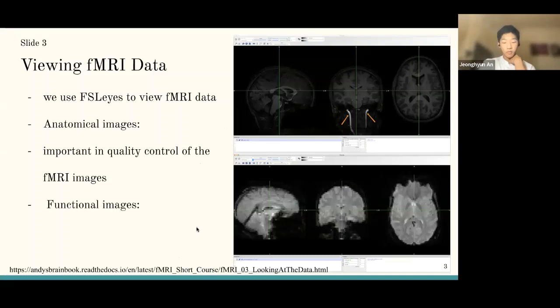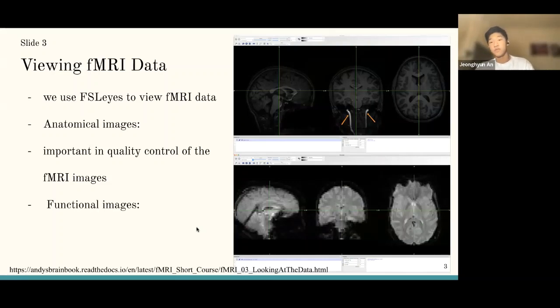And so the primary way we can view fMRI data is through a comprehensive neuroimaging analysis library called FSL, which stands for FMRIB Software Library, which includes various software programs that help in analyzing fMRI, normal MRI, and diffusion MRI data, and contains Melodic, which is a software that we'll talk about. It's a software that does independent component analysis on fMRI data, and also FSL Eyes, which is a program used for viewing fMRI data. And on the right, you can see both anatomical and functional images.